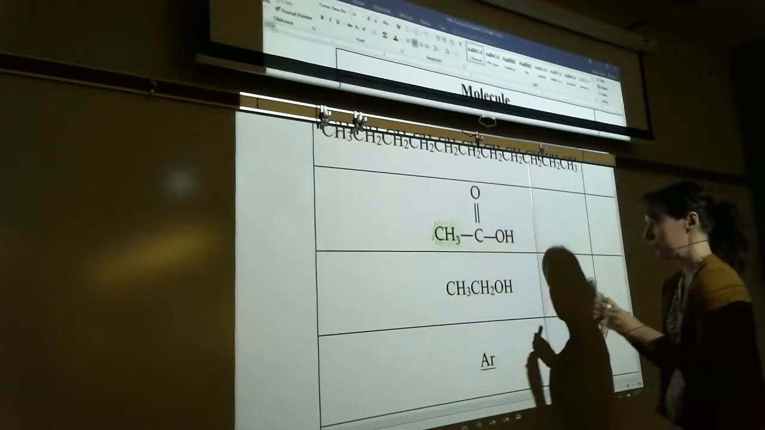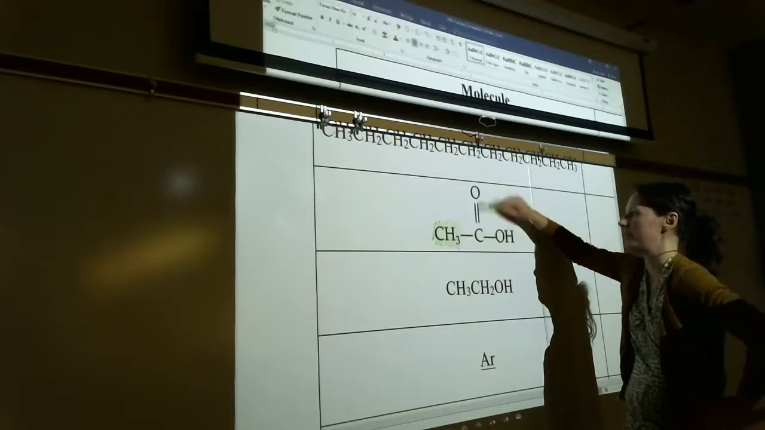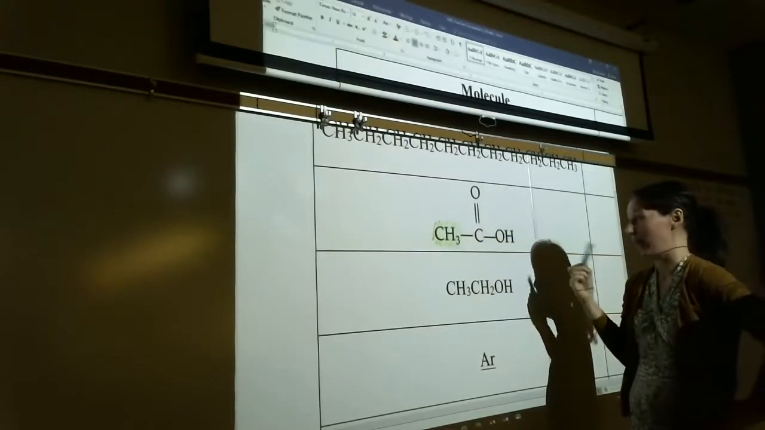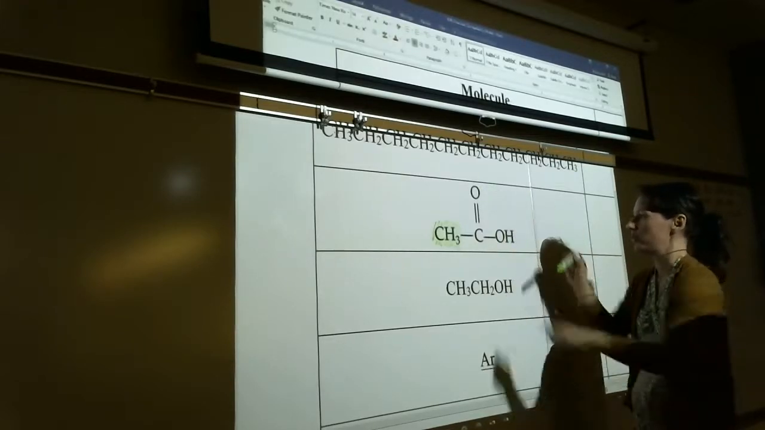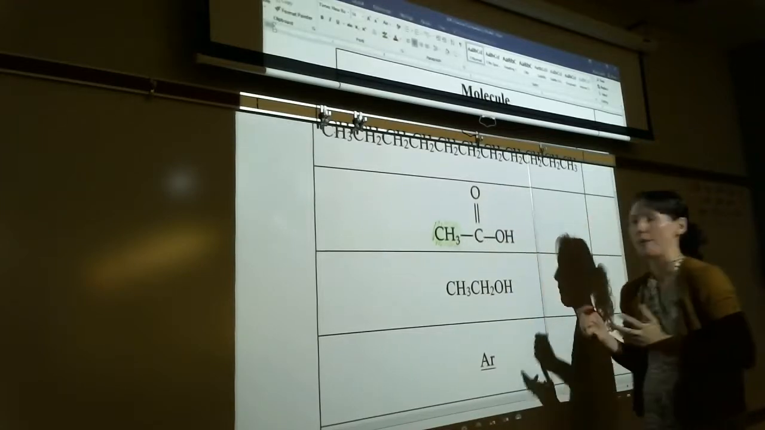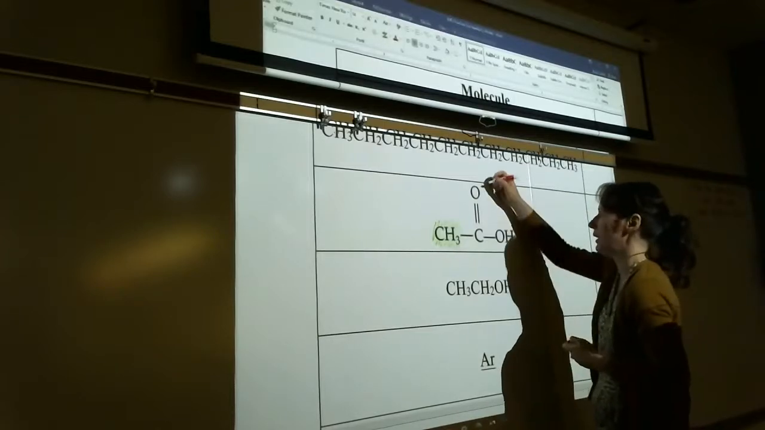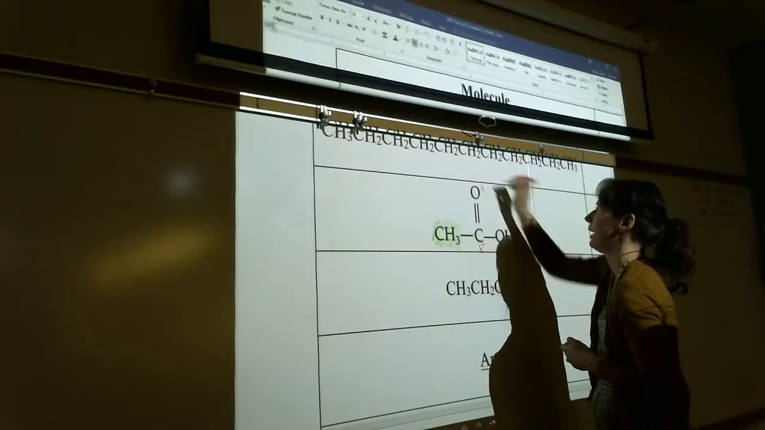There we go. Okay, now we talked about this on Monday. What is a C double bonded to O called? It's got a special name. Well, it's capable of dipole-dipole. Yes? Carbonyl, right, that's a carbonyl. So this portion right here is capable of dipole-dipole. And so that means that there's a positive and a negative part, right? This part here is partial positive. This part here is partial negative.